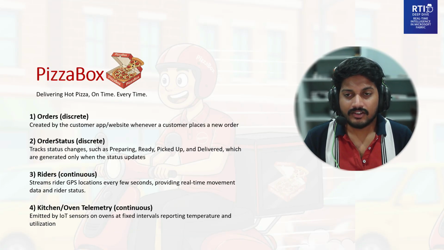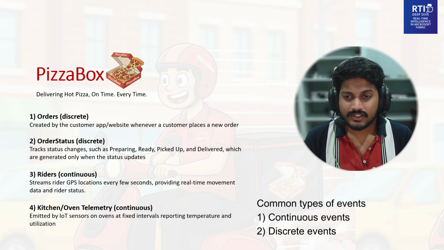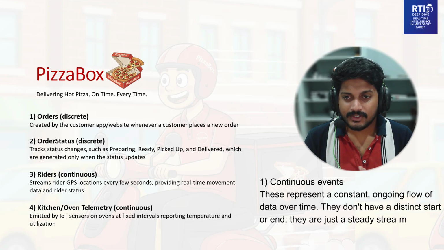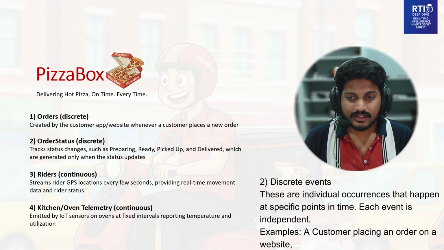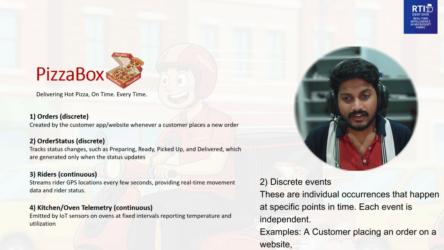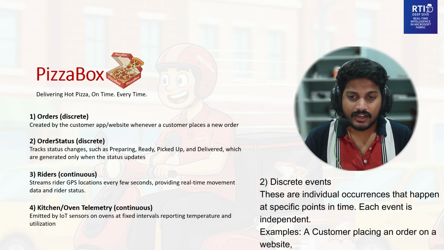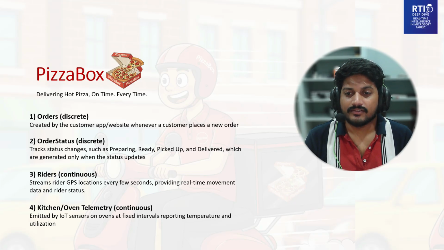Here we have orders, order status, riders, and kitchen. But we have two types among them: one is continuous and the other is discrete. Continuous means riders and kitchen, where the data gets updated continuously every 1 minute. Discrete means that only when an event comes does it update. For example, when the customer places an order, only then is data created. This is called discrete events.